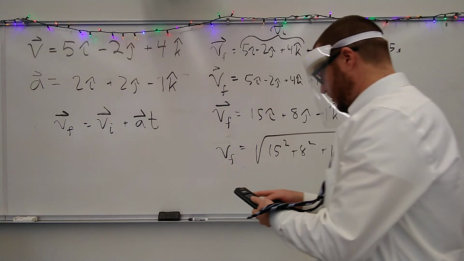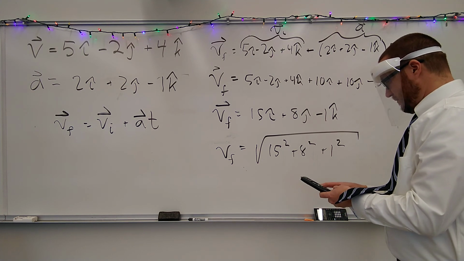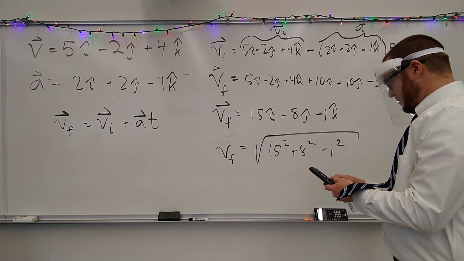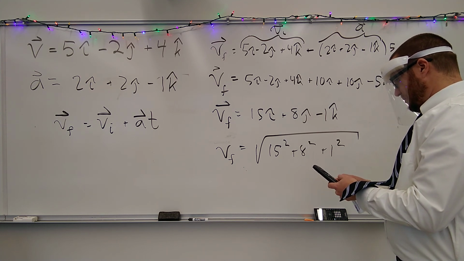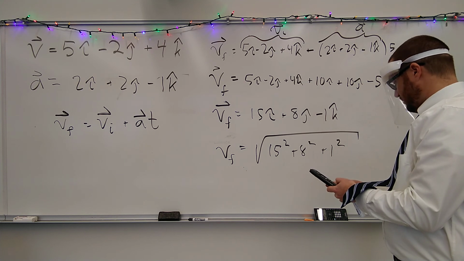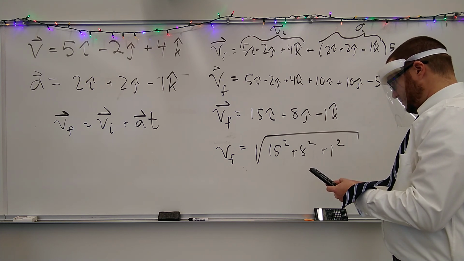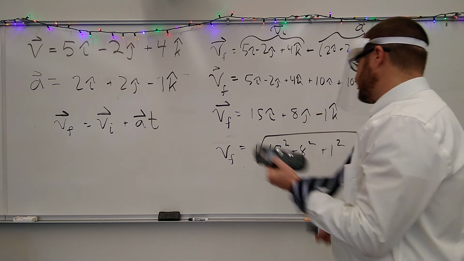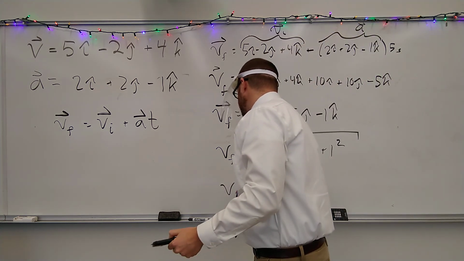So then we'll get the final mathematical answer: 15 squared plus 8 squared plus 1 squared. Oh no, syntax error. Square root of 290, which gives me about 17 meters per second. Final velocity, final speed.